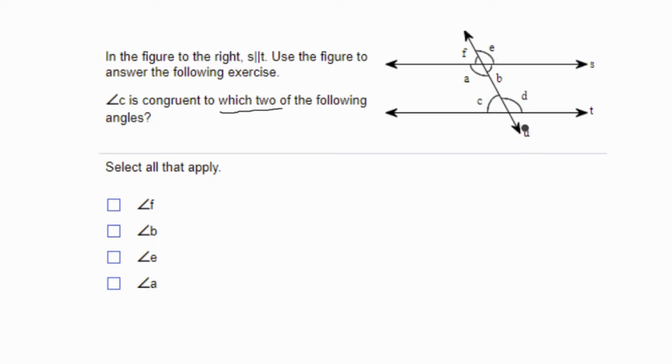If they are opposite, like this is vertical, this angle right here would be the same angle as angle C because they are vertical angles. That's what this relationship between angle C and this angle is called. And the same thing is true because these two lines are parallel, because it says line S is parallel to line T.